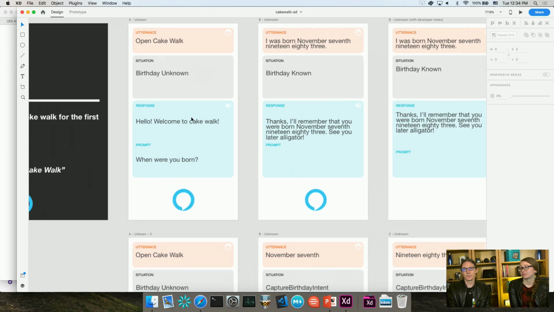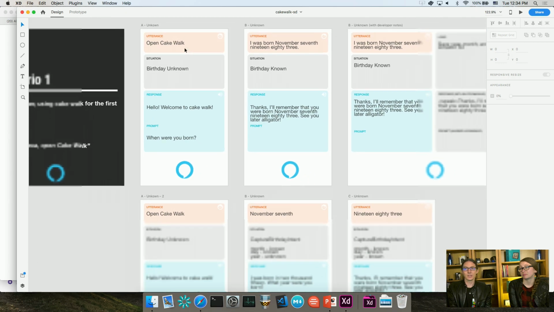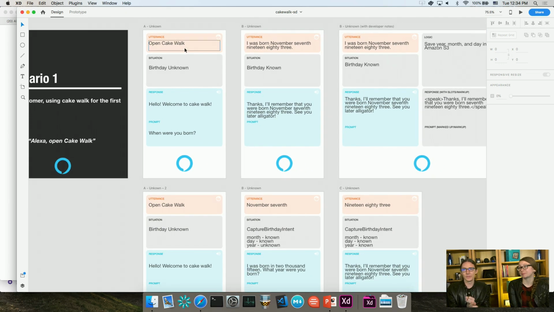So you can see here, this is the case where they're first interacting with the skill, we don't know their birthday, and so we've moved into these different cards. We have "open cakewalk" as the utterance, our situation is unknown, the birthday is unknown, and we say, hello, welcome to cakewalk, and we ask when they were born. Then the user comes back and says, I was born November 7th, 1983. At that point, the birthday is known, so we come back and say that and give them the implicit confirmation, and we exit the skill. We also have a little bit of flavor on the end where we say, see you later, alligator, to let them know that we've closed the skill.